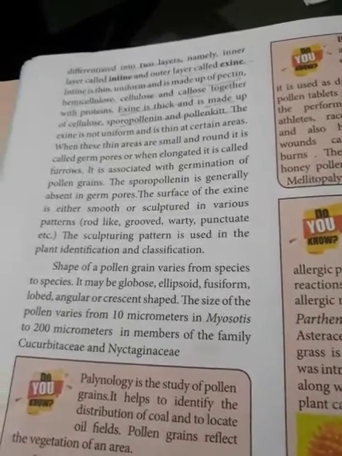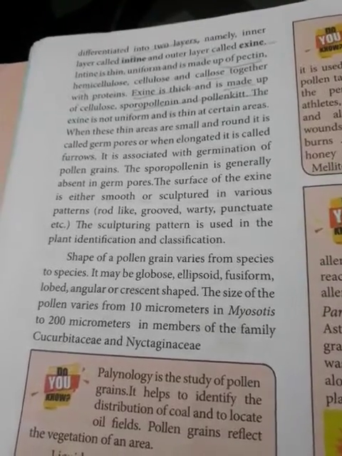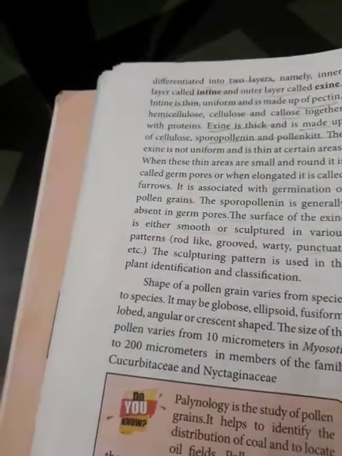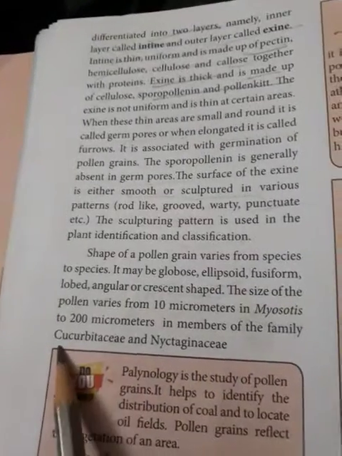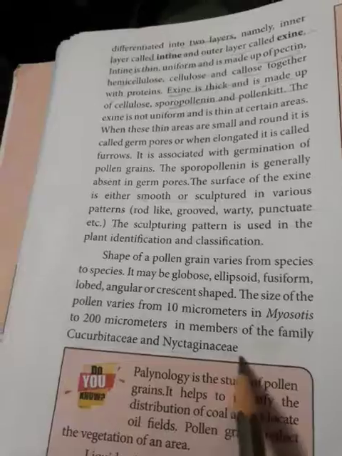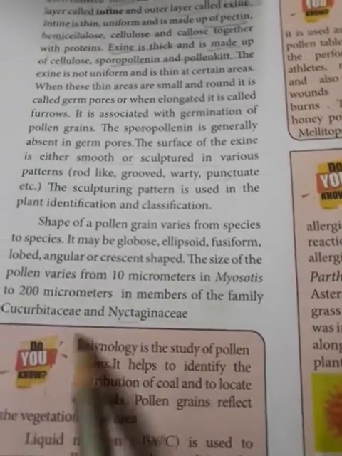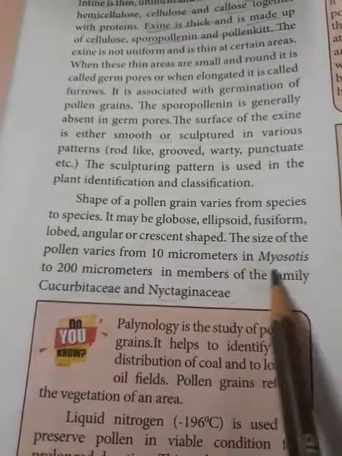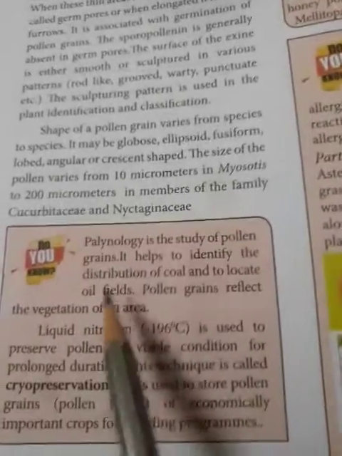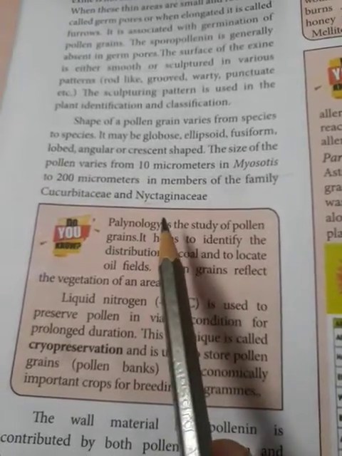Different shapes. The size of the pollen grains varies from 10 micrometers in Myosotis, underline this one, one more question, to 200 micrometers in members of the family Cucurbitaceae and Nyctaginaceae. So, one more question: the 200 micrometer size of pollen grain will be in Nyctaginaceae and Cucurbitaceae, but 10 micrometers will be in Myosotis. Now do you know what is inside the grey color box?